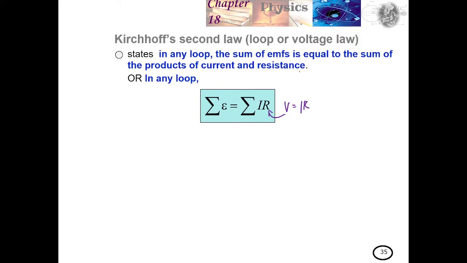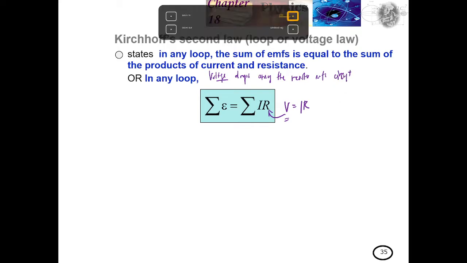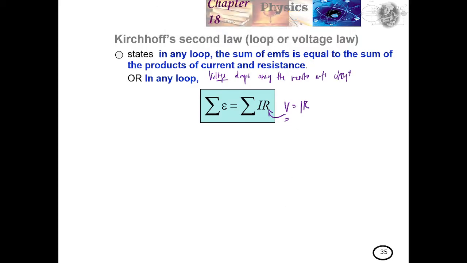So actually, if we change the statement, we can say that the sum of EMF is equal to the sum of the voltage drops, because you have a voltage across the resistors in the circuit. Okay, in the circuit.